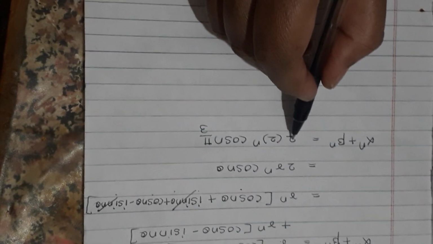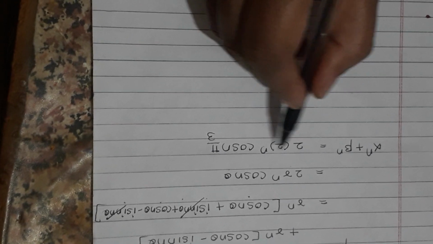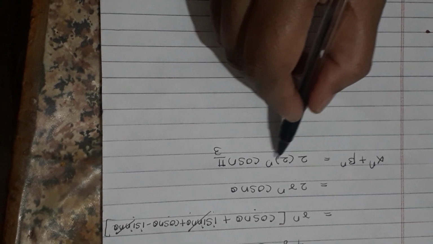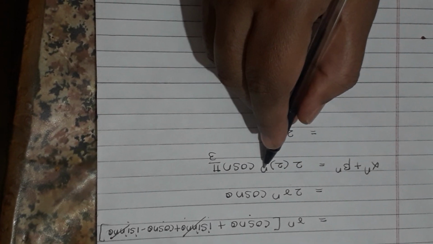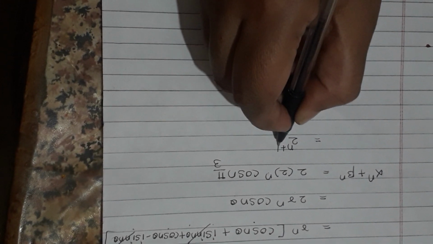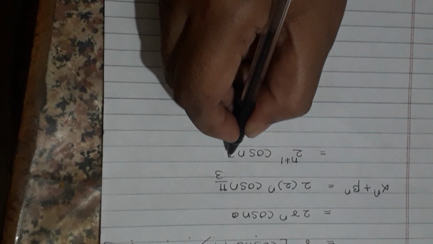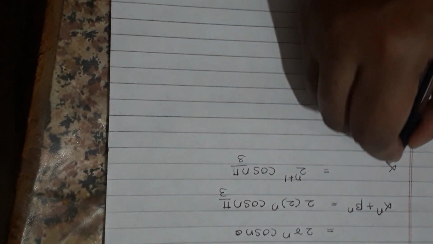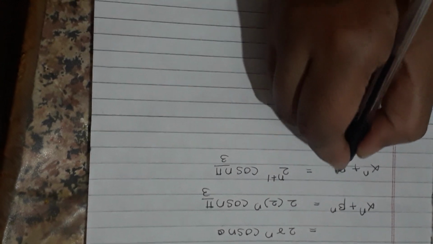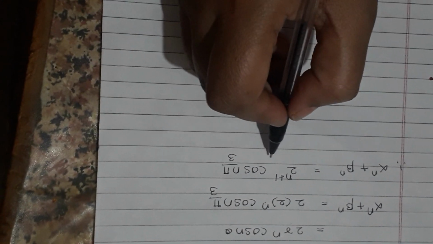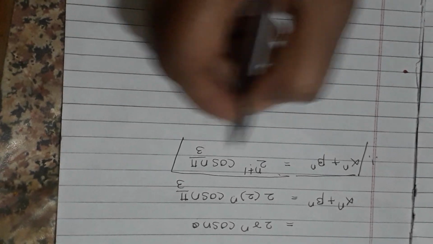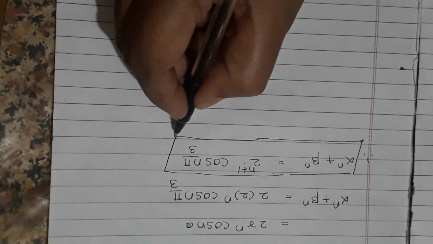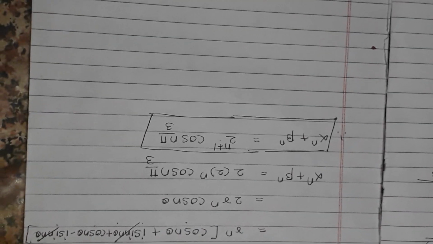Now if you see here, the power of 2 is 1, and here the power of 2 is n. As the bases are the same, we can add the powers. The base is 2, here the power is 1, here the power is n, so it can be written as n plus 1, and here the term is cos n pi by 3. So in this way we get the result, that alpha raised to the power n plus beta raised to the power n is equal to 2 raised to the power n plus 1 into cos n pi by 3. So we found that result by using De Moivre's theorem.